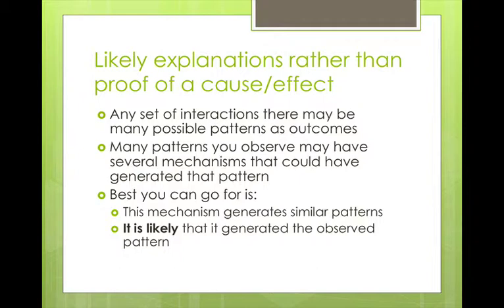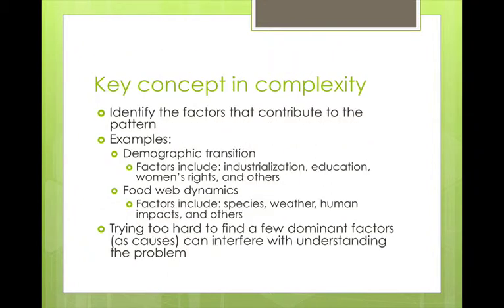So the best you can do is find a mechanism that generates a similar pattern and say it is likely that that same underlying mechanism generated this pattern. So that's what we're looking for. What is the likely mechanism that generates that pattern, not what is proof. So this is a key concept in complexity. We can identify the factors that contribute to a pattern, but we can't really prove that it led to that specific outcome. And there's a couple key examples.